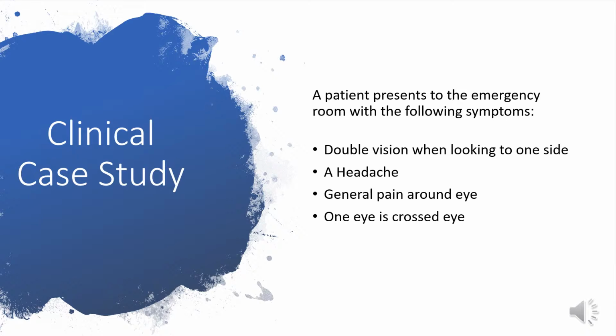in the emergency room. The symptoms that the patient is seeing is a double vision when looking to one side, headache, general pain around an eye. One eye is also cross-eyed.